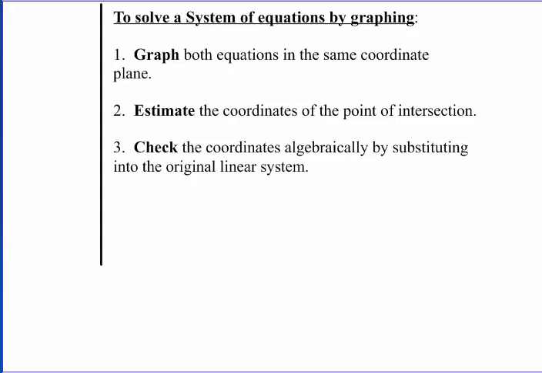And then the third thing you want to do is check the coordinates algebraically by substituting into the original linear system. So basically, you take your answer, plug it into both equations, both of the original equations, to see if they work. If they work in both, you did it right. If one of them doesn't work, then you want to fix that equation. Try to check that graph. Maybe you did the slope backwards, or you put the y-intercept on a different axis than it was supposed to be on. Okay? So there are some things that you can go back and check.